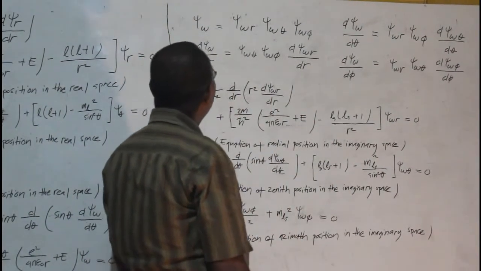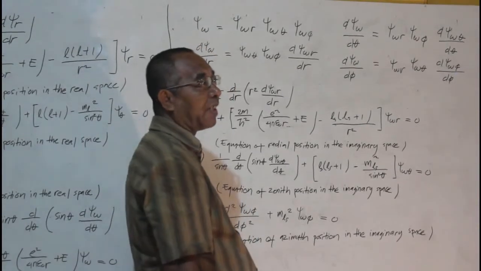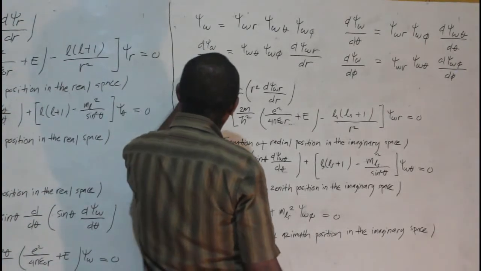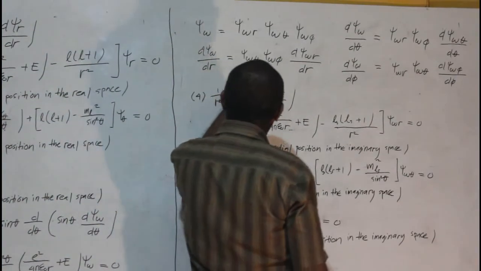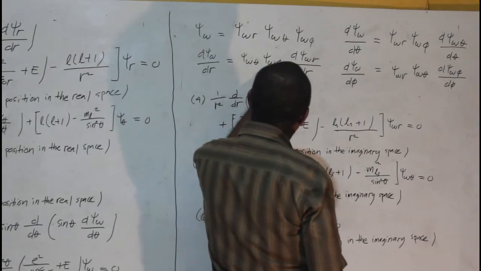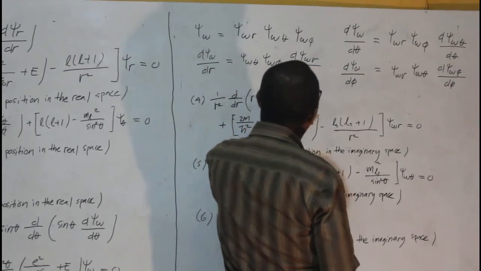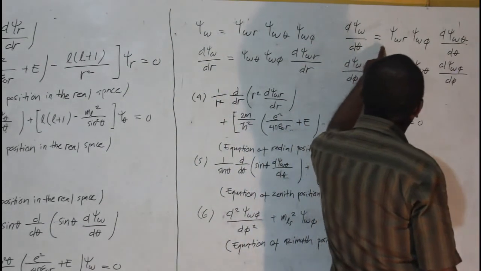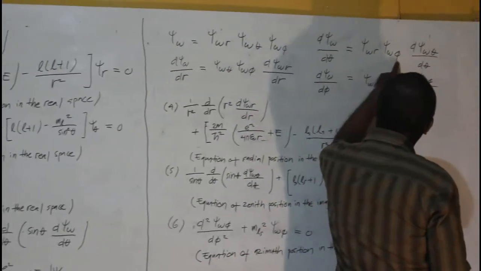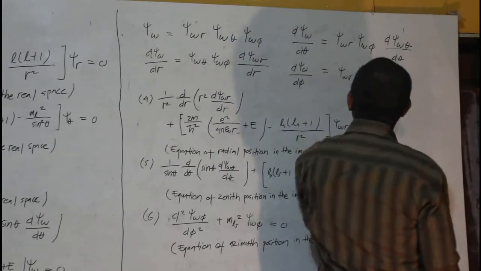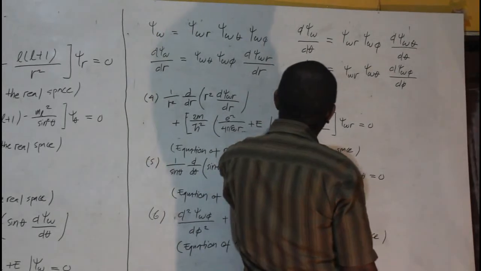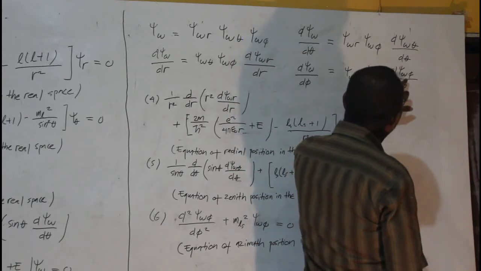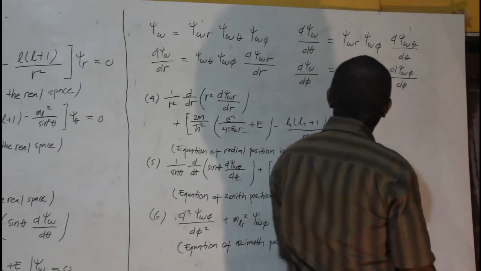And when psi omega is changed by the change of one variable, the other variables remain constant, so we write d psi omega over dr equals psi omega theta times psi omega phi times d psi omega r over dr, and d psi omega over d theta equals psi omega r times psi omega phi times d psi omega theta over d theta, and d psi omega over d phi equals psi omega r times psi omega theta times d psi omega phi over d phi.